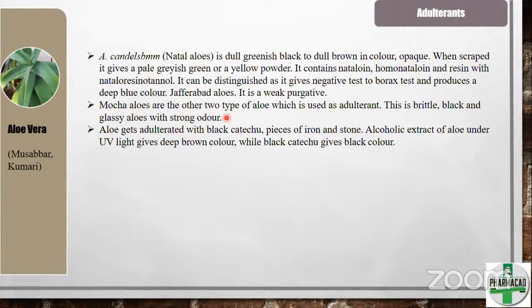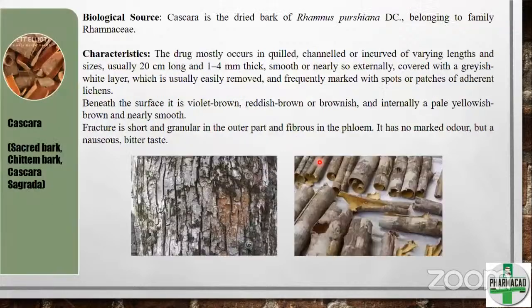Mocha aloes are the other type of aloe which is used as adulterant. Brittle, black and glassy aloe with strong odor. Aloe gets adulterated with black catechu, pieces of iron and stone. Alcoholic extract of aloe under UV light will give deep brown color, while black catechu will give black color. Okay, so these are the adulterants. I just read it because there is nothing much to explain when we talk about adulterants to it.